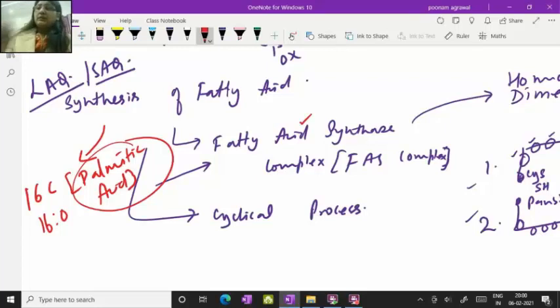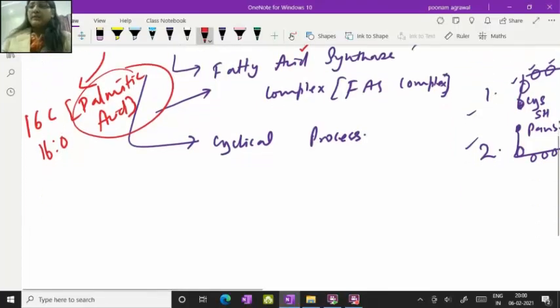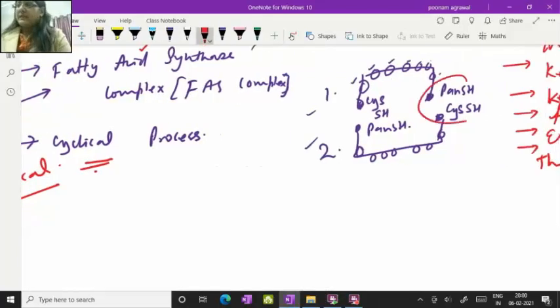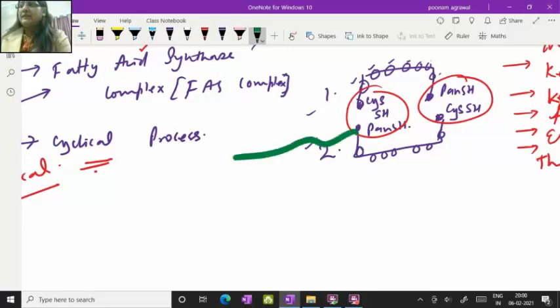And for making this 16 carbon palmitic acid, you need to have 7 cyclical reactions. I said it's a cyclical process, meaning the same process is repeated again and again on these active sites, and you need 7 cycles for making 16 carbon palmitic acid, which is going to be the final end product, and that will be seen like a tail at the pantetheine site.